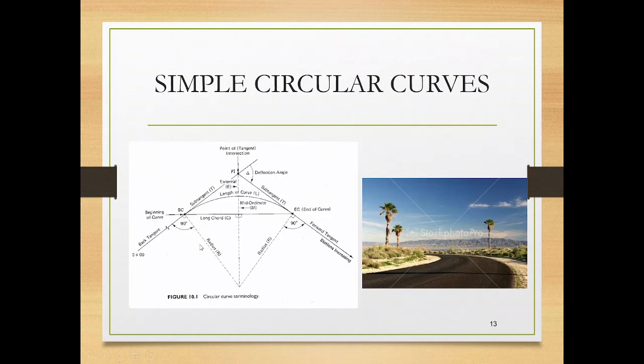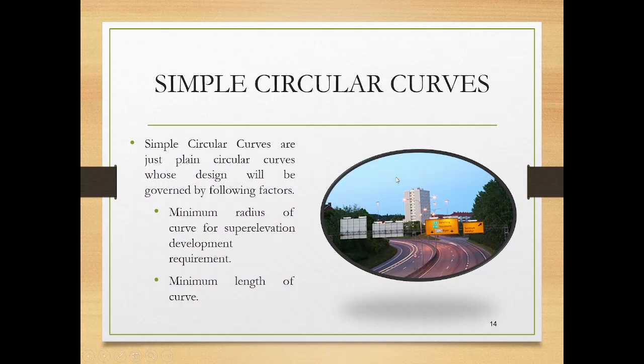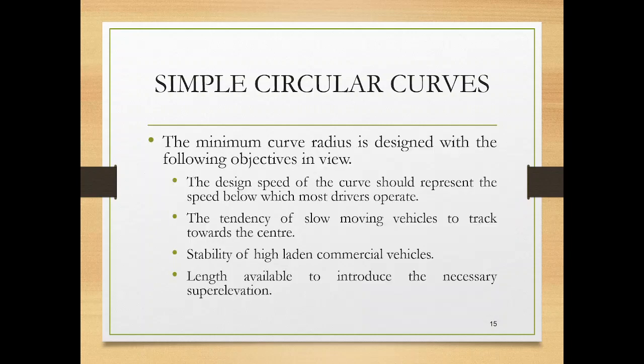So this is a simple circular curve. Okay, so this is the terminology. So this is called back tangent, forward tangent, and this is the length of the curve, right? This is mid ordinate, and this is subtangent 1, subtangent 2. This is the point of intersection, right? Simple circular curves are just plain circular curves whose design will be governed by following factors: minimum radius of curve for super elevation development requirement. Other one is minimum length of curve. So the minimum curve radius is designed with the following objectives in view. So these are the things that we consider when we design a simple circular curve.